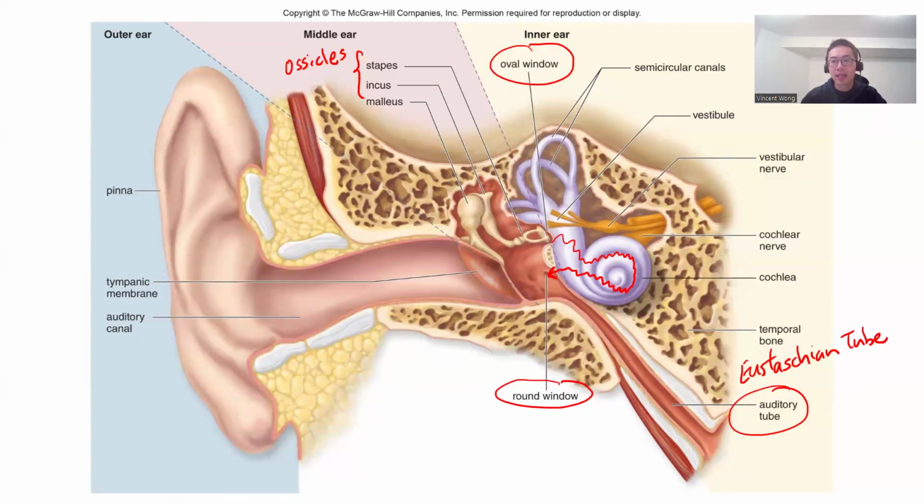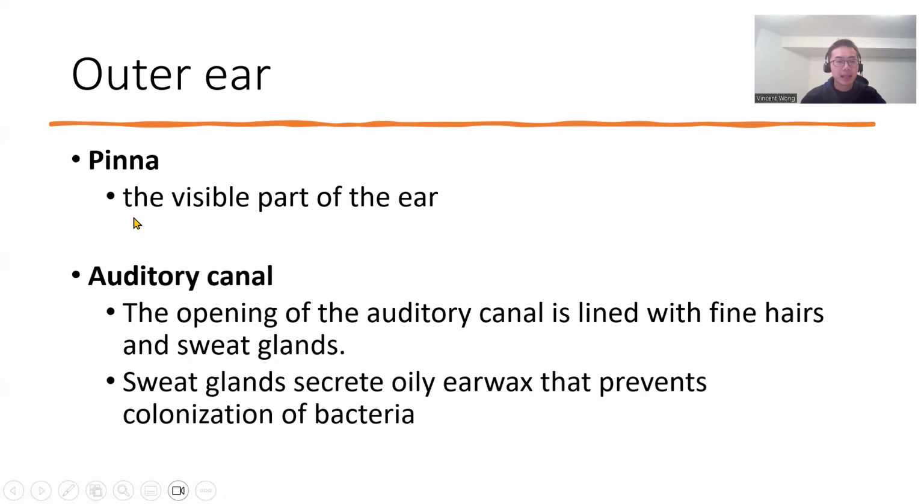So let's just go through some of these in writing. Pinna, it's the visible part of the ear. It's made of cartilage. So that's why it's flexible. Like you can fold your ear and then it's going to spring back to the original shape.